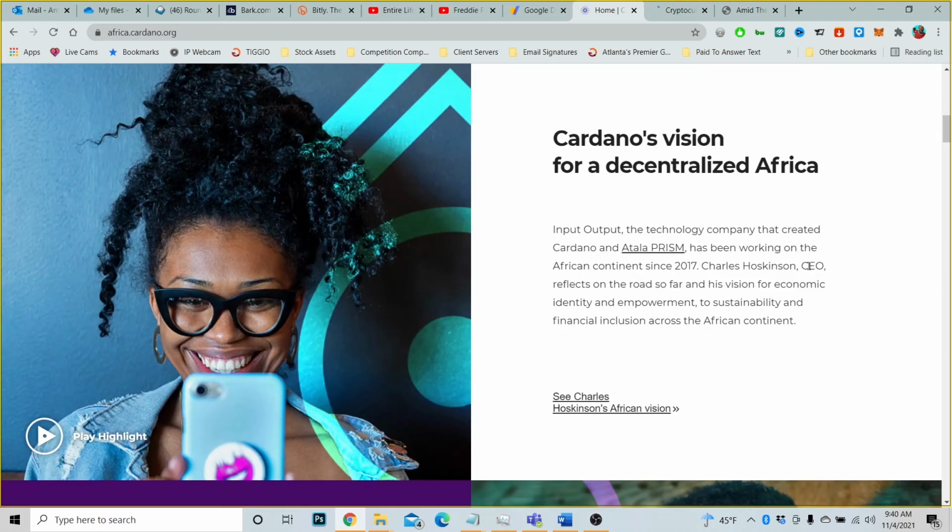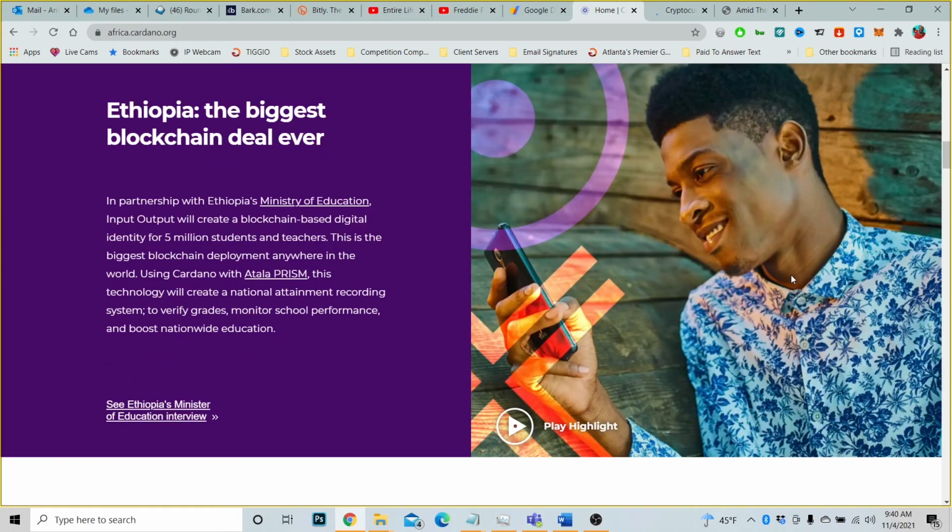Cardano's vision for a decentralized Africa. Input Output, the technology company that created Cardano and Atala PRISM, has been working on the African continent since 2017. Charles Hoskinson, CEO, reflects on the road so far and his vision for economic identity and empowerment, sustainability and financial inclusion across the African continent. Ethiopia, the biggest blockchain deal ever.